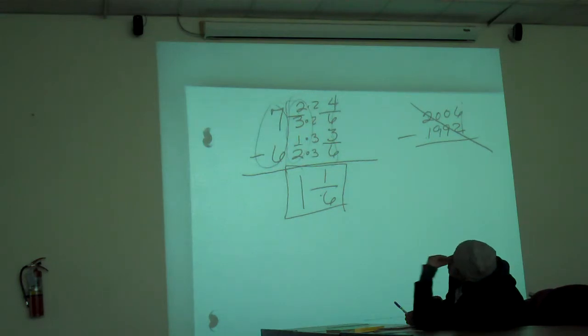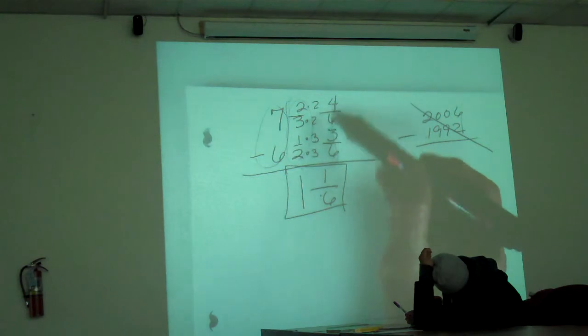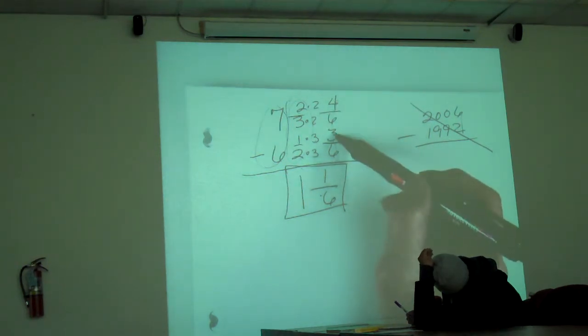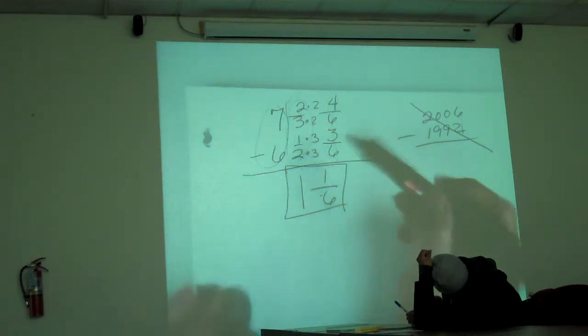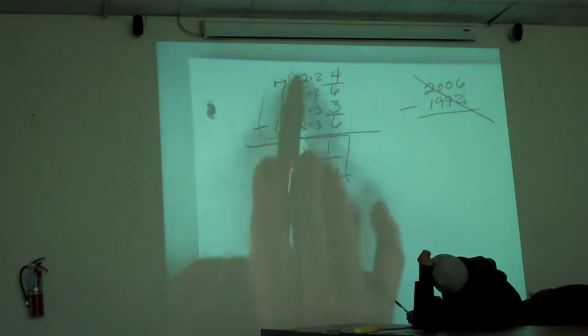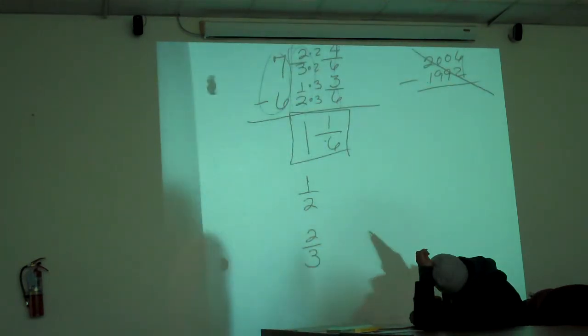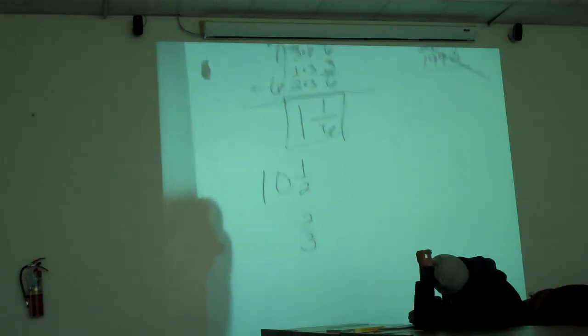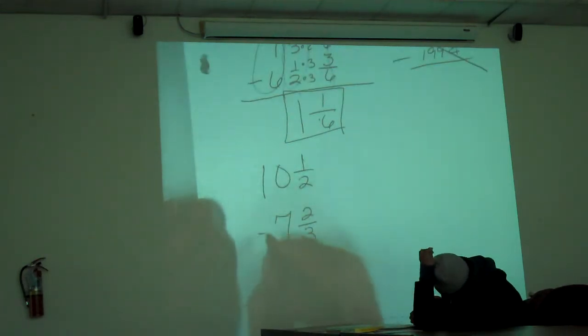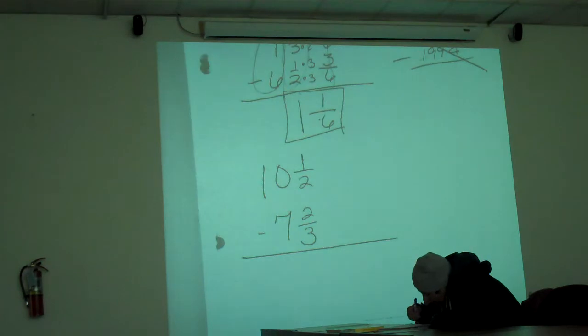Now let's do one where maybe the 3 is on top and 4 is on bottom. Let's do one like that. Let's do where the 1/2 is up here and the 2/3 is down here. Let's do 10 1/2 and subtract 7 2/3.